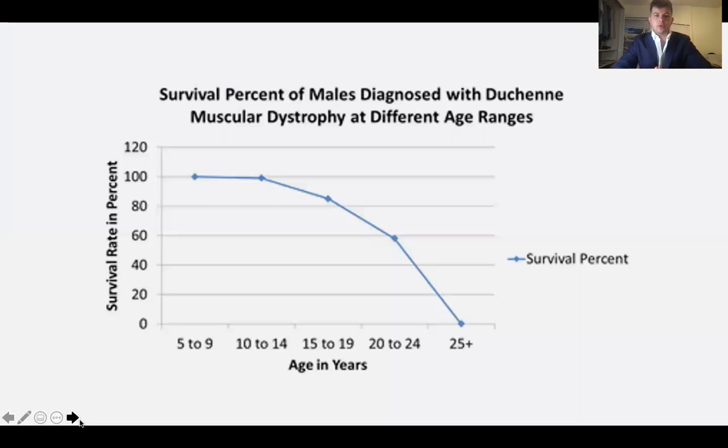So here we have this graph showing the survival rate, or survival percent, of males diagnosed with Duchenne muscular dystrophy at different age ranges. And as you can see, as a person with muscular dystrophy gets older, their chance of survival lowers, and they ultimately will die within their late 20s to maybe early 30s, but they usually don't live to be that old.